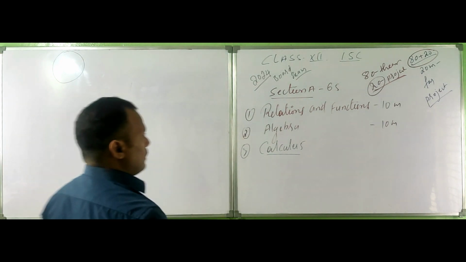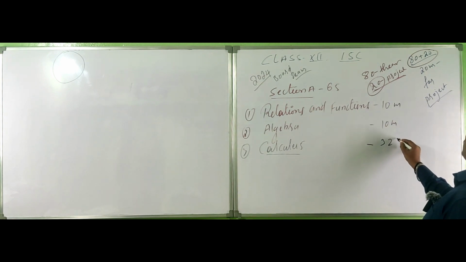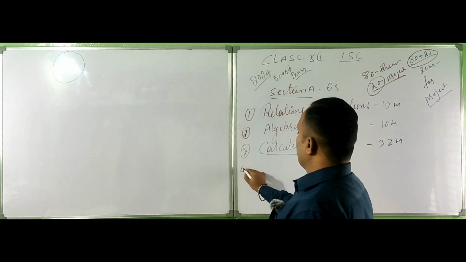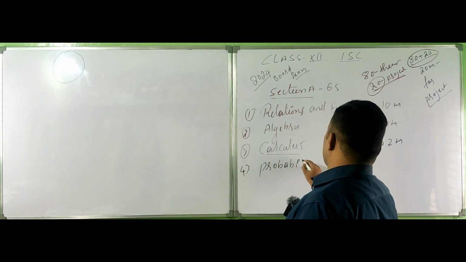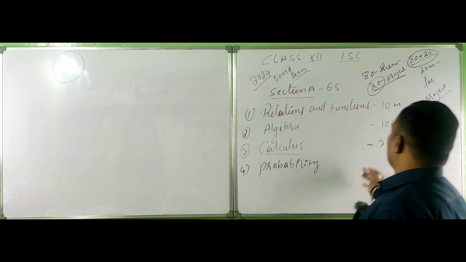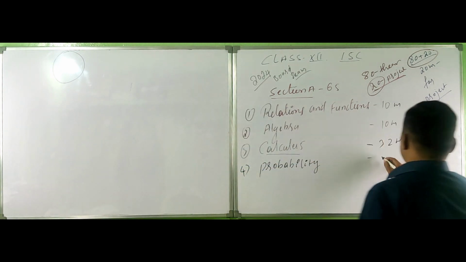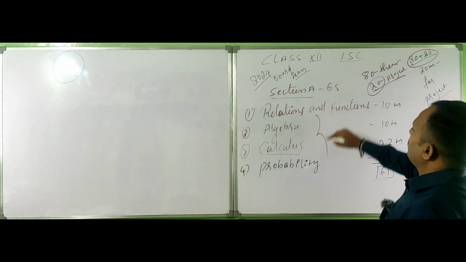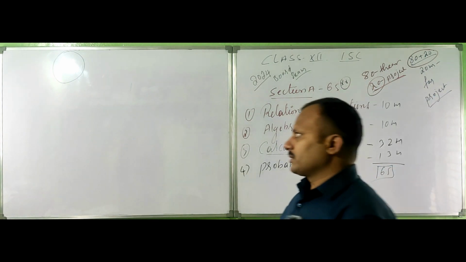Last year it was 40 marks. This year they have given 32 marks, right? And the fourth one is probability. The marking for this year is 30 marks, right? So this is 65. This is compulsory, mandatory. There are no options here. All questions from these chapters are compulsory.